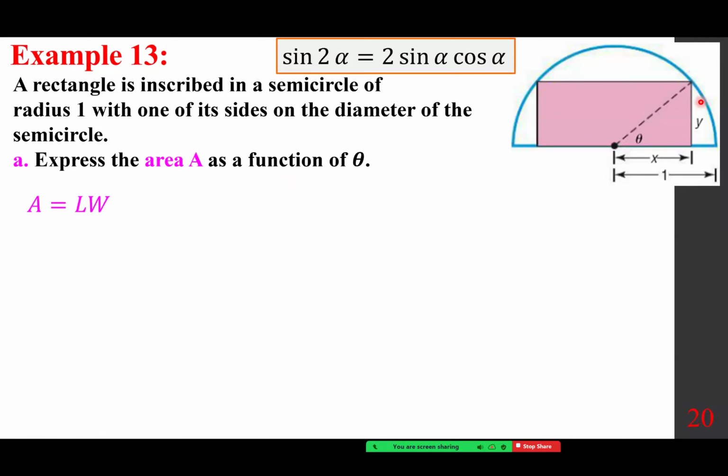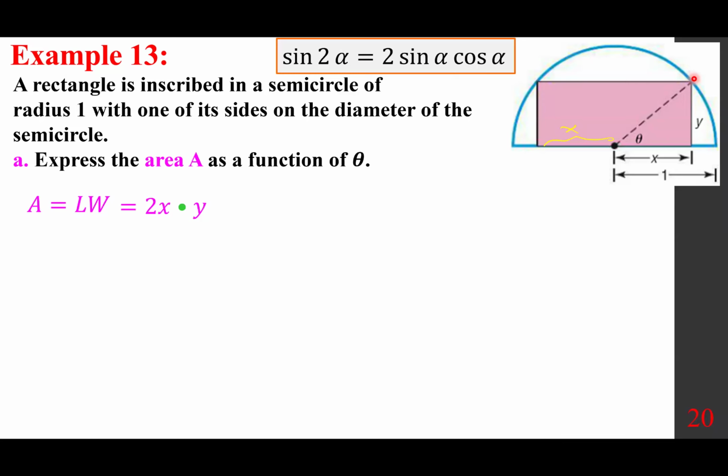So the smaller side is the width y, the larger side is x times 2, because if this is x, so is this one. This is x also, right? So the length is x and x, 2x. The width is the smaller side y. So we have 2xy. All we have to do is calculate x, calculate y, and see what they are.